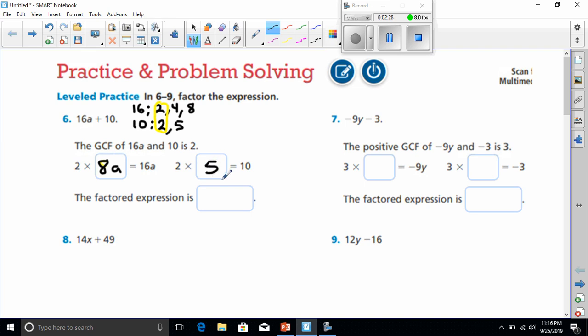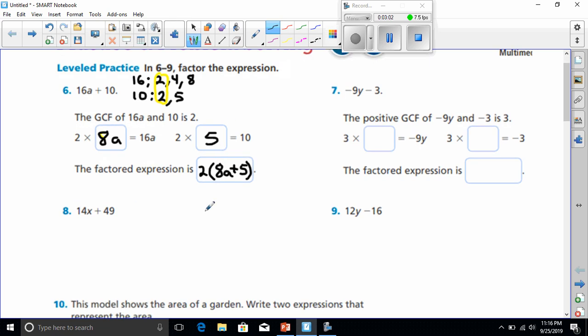And now that I have my numbers there, the factored expression is 2 times 8a plus 5. And why do I know it's positive 5? Because there was a positive 10 here. Now let's just examine it to double check. 2 times 8a would be 16a, and 2 times positive 5 would be positive 10. So that works great. I'm going to leave number 7 for you.